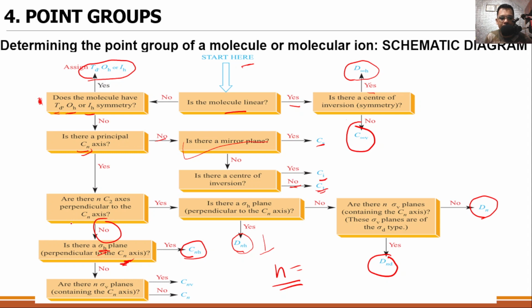Okay, are there any N sigma V planes to the axis? If yes, then it is CNV. Kapag wala, it is CN. So that is the typical roadmap for the determination of a point group of a molecule.